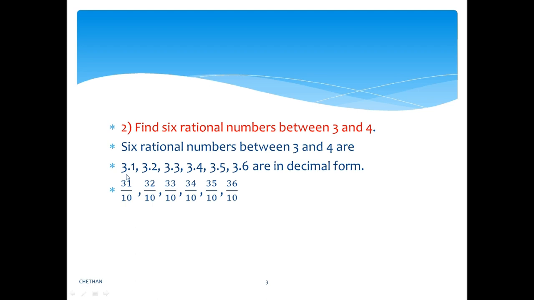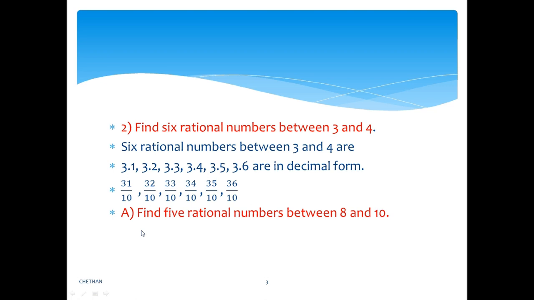On the basis of this, 3.2 can be written as 32 by 10. 3.3 can be written as 33 by 10. 3.4, here after the point we have only one number, so I can write 34 by 10, 35 by 10, also 36 by 10. This is the fractional form, the rational numbers between 3 and 4. Do you understand this?